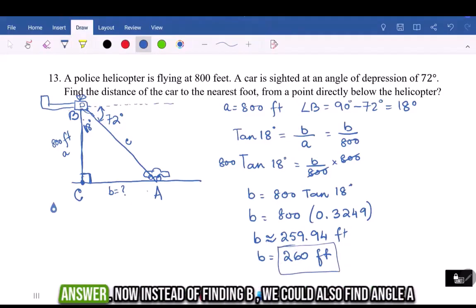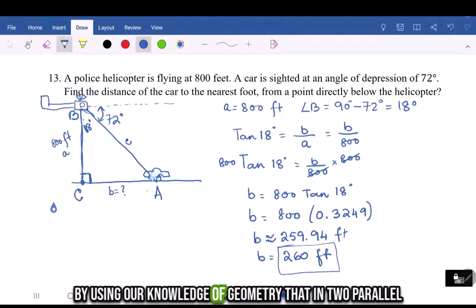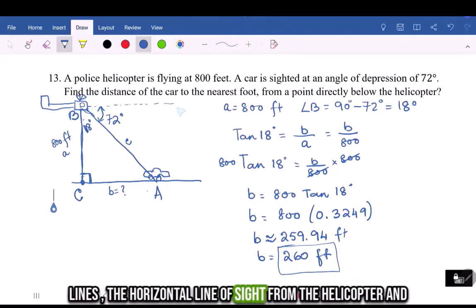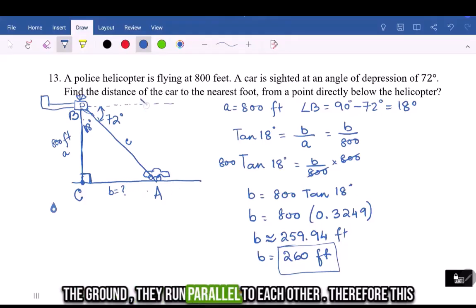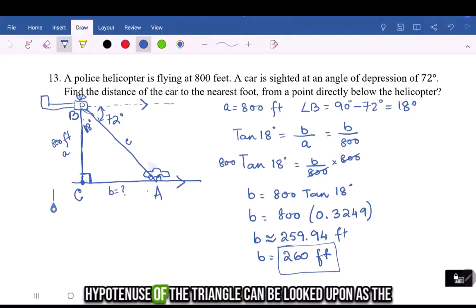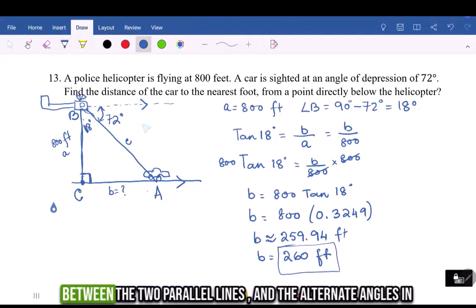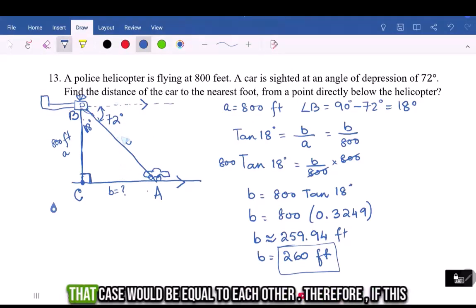That's the final answer. Now, instead of finding b, we could also find angle A by using our knowledge of geometry that in two parallel lines, the horizontal line of sight from the helicopter and the ground, they run parallel to each other. Therefore, this hypotenuse of the triangle can be looked upon as the transversal between the two parallel lines, and the alternate angles in that case would be equal to each other.